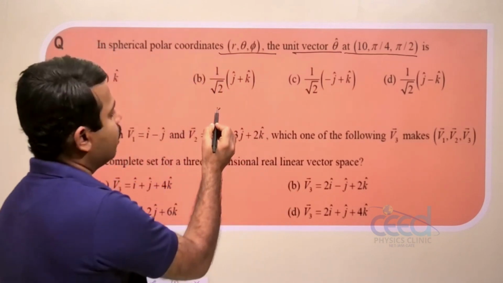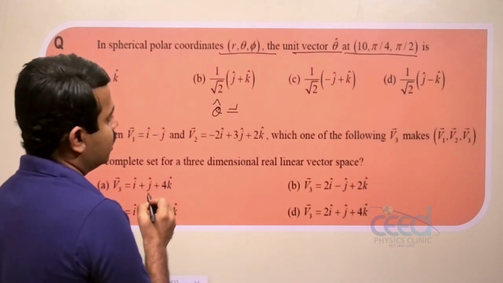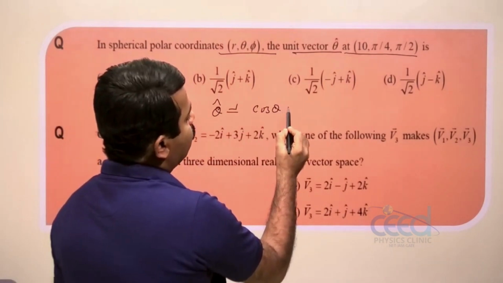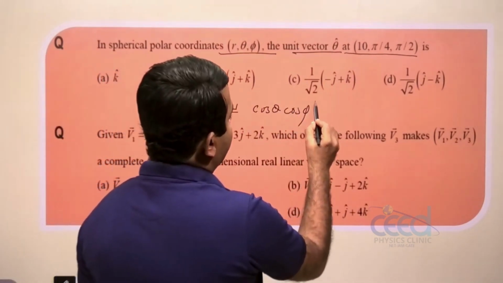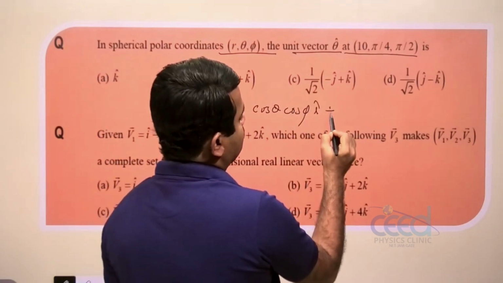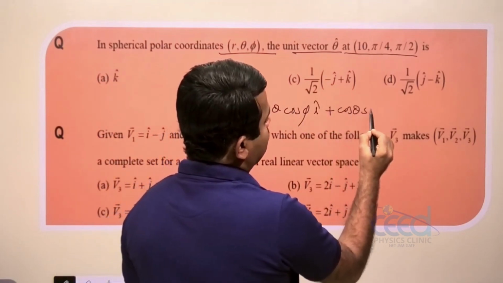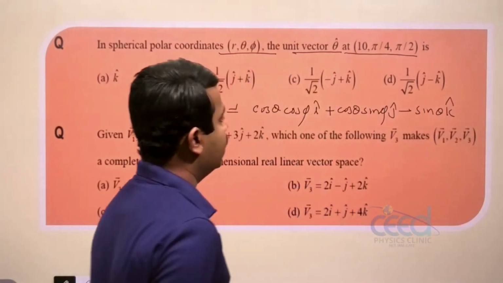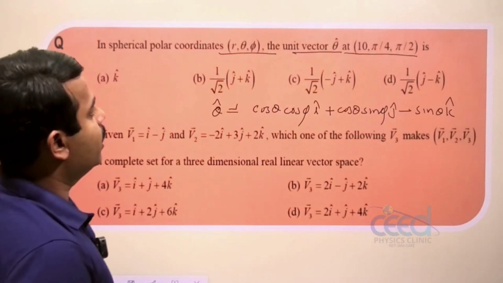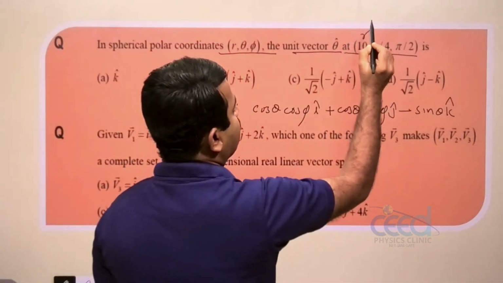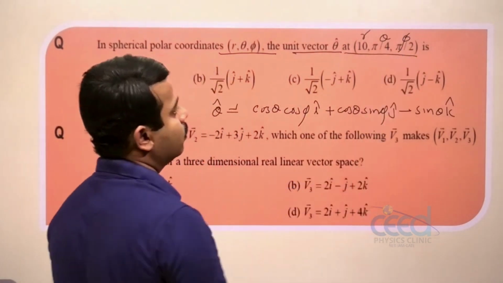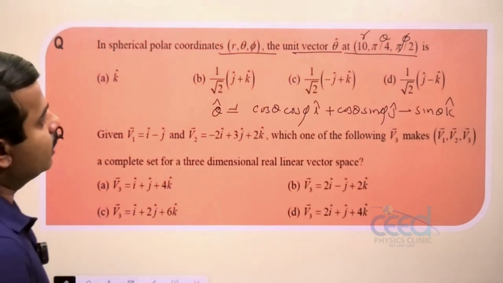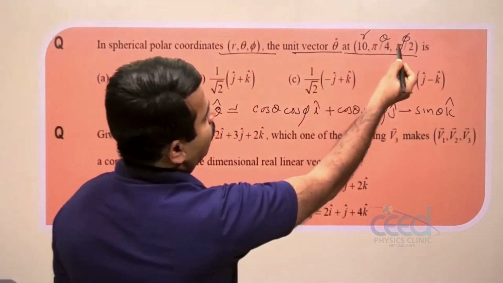What value did we study for theta cap? Theta cap we studied as cos theta cos phi i cap plus cos theta sin phi j cap minus sin theta k cap. This is the value we studied, but this is in terms of our r, theta, phi. Now you can substitute here the theta value and phi value, which are given.